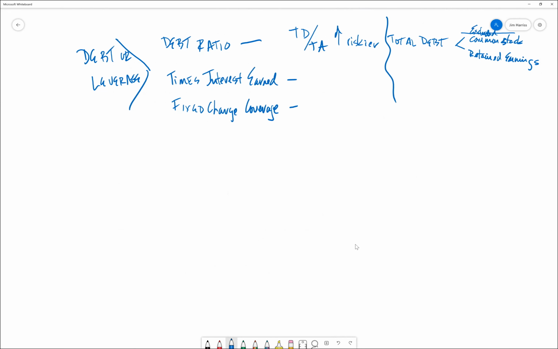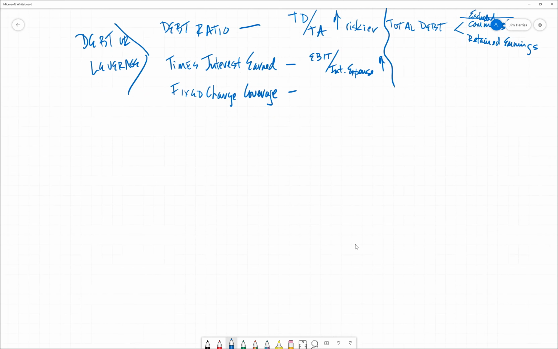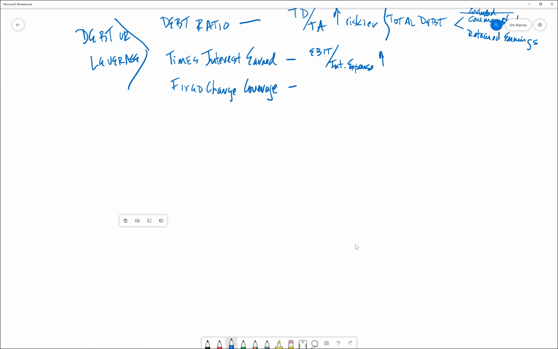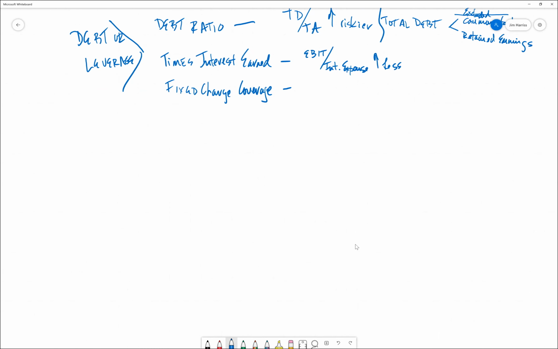Times interest earned is EBIT divided by interest expense. And the higher this is, the less risky. Because what you're doing here is, on the income statement, EBIT is what's going to cover interest expense, because that interest expense will be your next deduction from EBIT. And it's a multiple, so obviously the higher the multiple, the less risky, because you're covering your interest many more times.